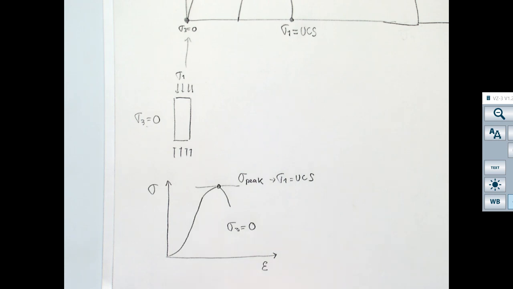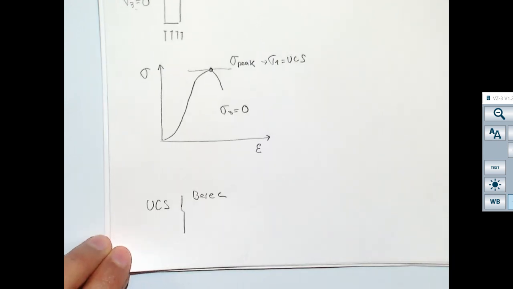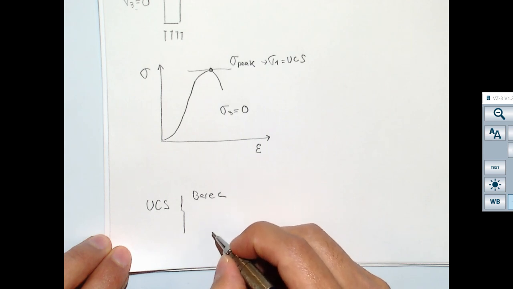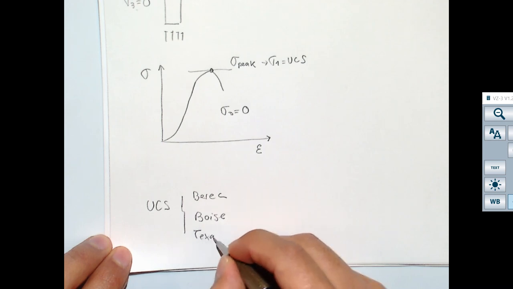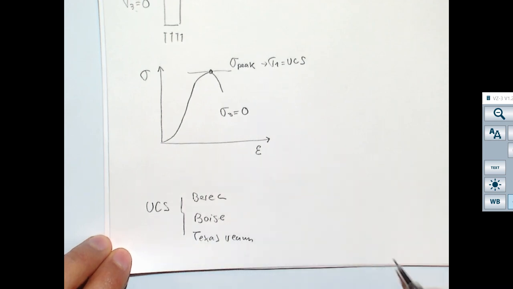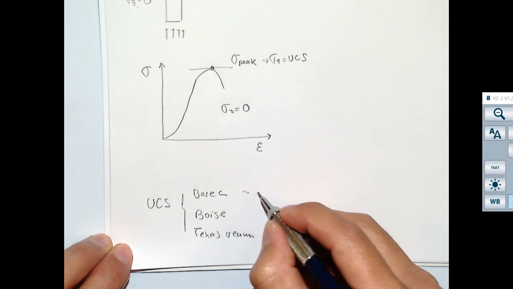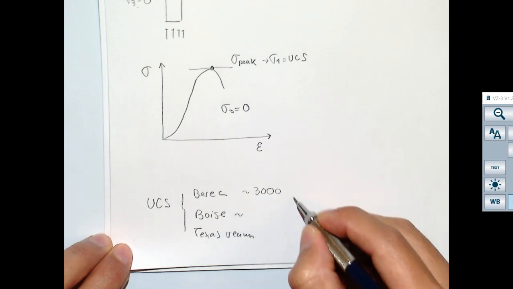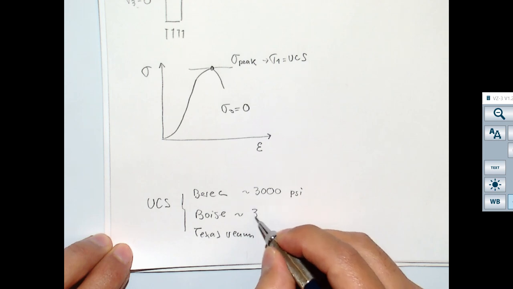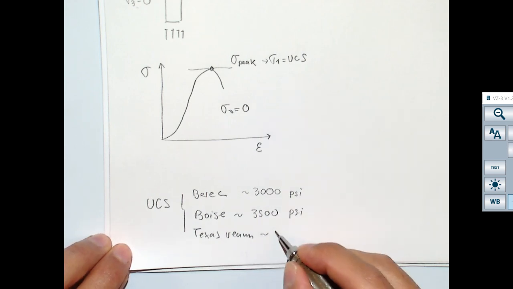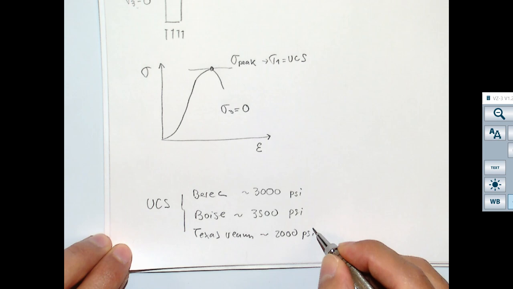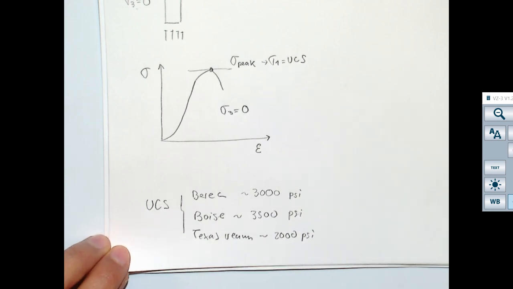You tested Berea, you tested the other one, what was the name? Boise and Texas Cream, right? If I remember correctly, Berea is about 3,000, Boise is probably a little bit more, I don't remember well. It depends also on the orientation of the rock with the bedding plane. And Texas Green was a little bit weaker, about 2000. That's what I remember. Probably I'm a little bit off, okay?